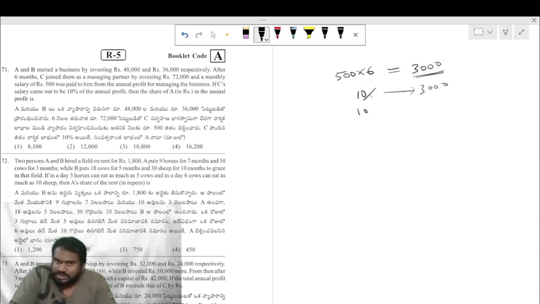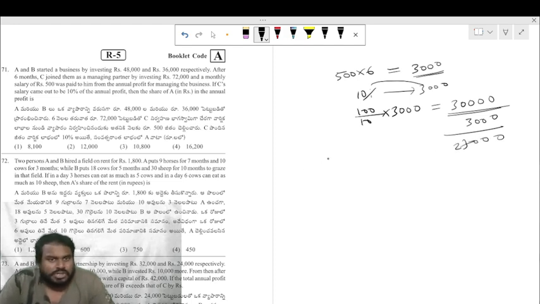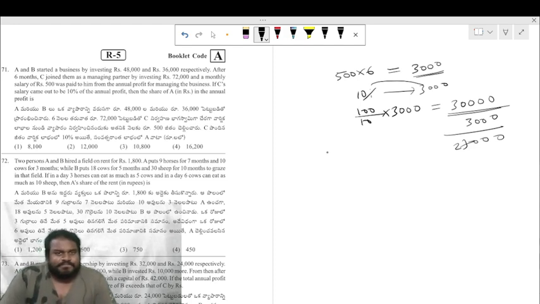So what is 100%? It will be 10 times, so it will be 30,000. So 30,000 is the profit they are getting. But in 30,000, 3,000 is the salary which is to be given to C, and I am removing it. So 27,000 is the total profit. It should be shared among A, B and C. How should it be shared?